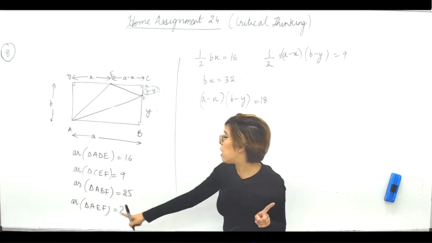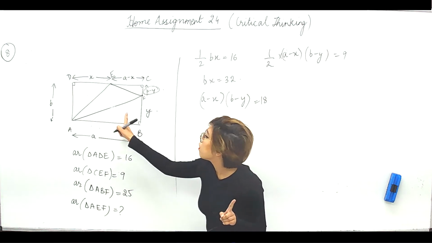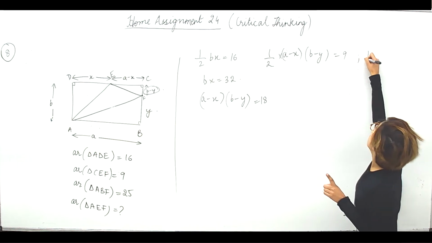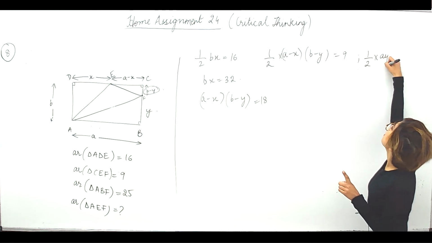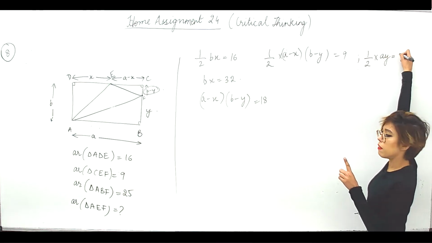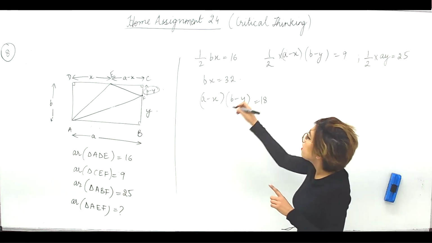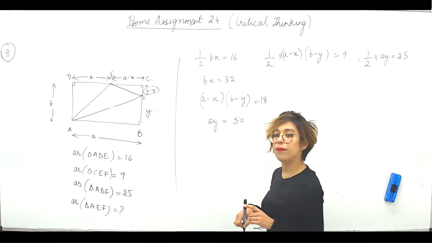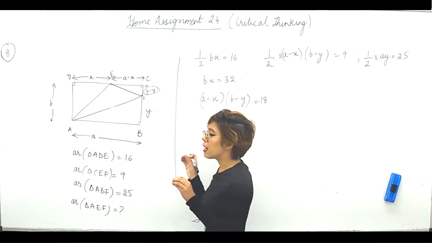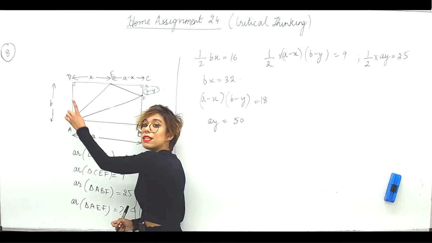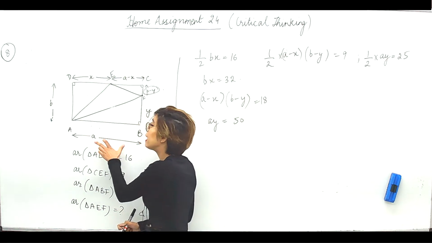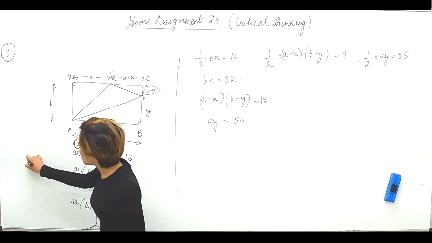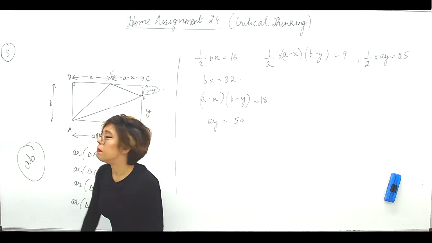And last, the area of this triangle. So half A into Y is equal to 25. So AY is equal to 50. What am I interested in? I am interested in the area of this rectangle. That means somehow if I can get the value of A into B, that will give me the area. So I am interested in the value of AB.